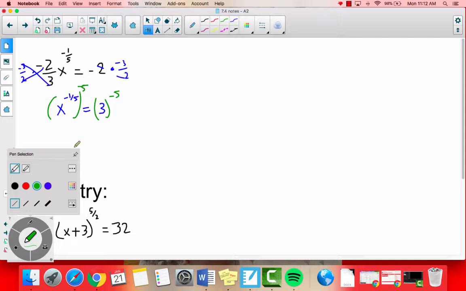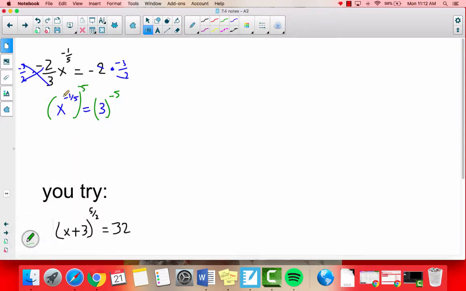So it's going to look like that, and then I can go ahead and reduce. So negative 1/5 and negative 5 will cancel out to get you x to the positive 1, which is good, and then I'd have 3 to the negative 5th. From there, remember, we don't want to leave negative exponents, so this goes back to our exponent rules.